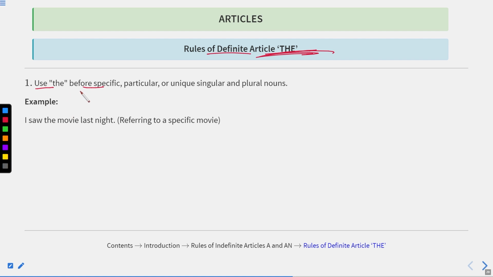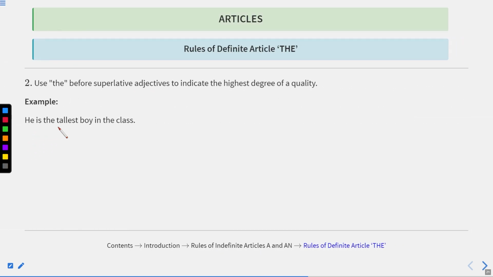Okay. First of all, use the before any specific, particular, or unique singular and plural nouns. Now, it can be used before singular as well as plural nouns, but that should be particular or unique. I saw the movie last night. It means you are referring to a specific movie. So, for example, if I say I have seen ABC movie, now you can say, yes, I also saw the same movie last night. It means some particular movie which you are referring to. Okay. So before that, we can use the.